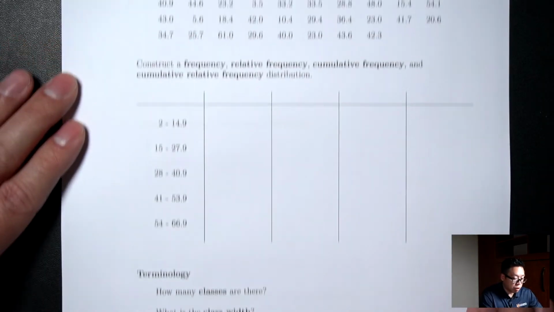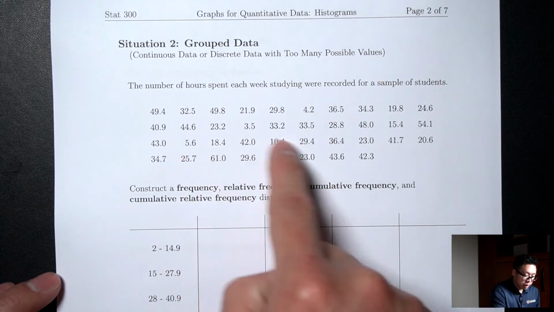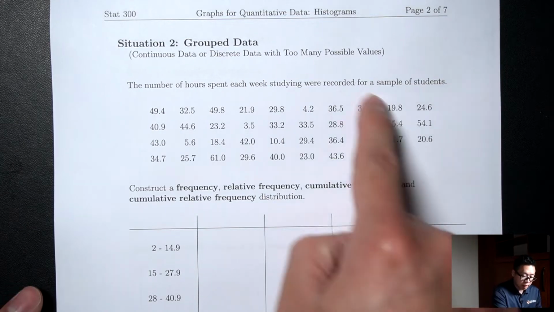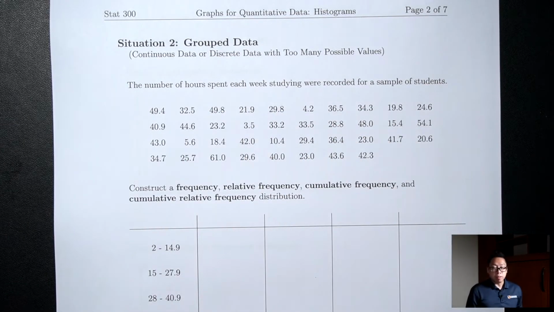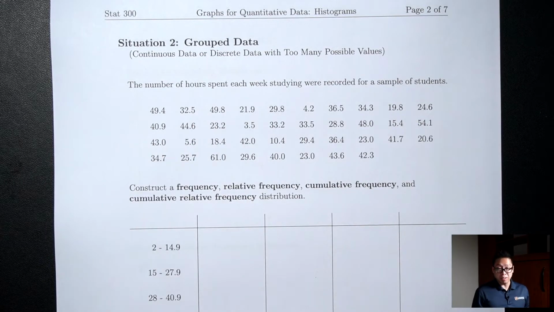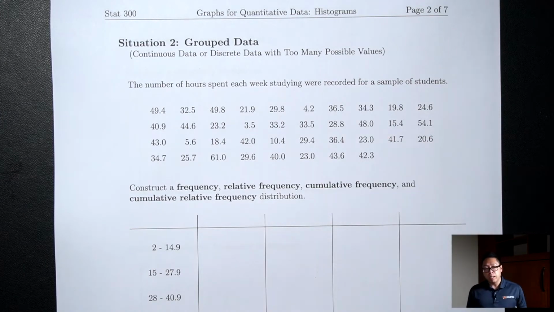Now, situation 2, the data we have here is number of hours per week that students spend studying. So we asked a bunch of students, how many hours per week do you study? And these are the answers. Now notice, if I look at the data set here, there's a whole bunch of different answers, right? This is actually continuous data. And continuous data, remember, is data where you can have any possible decimal as an answer. So 5.138 makes sense as a number of hours.